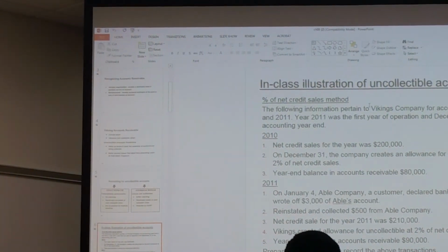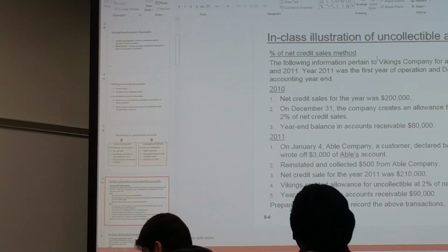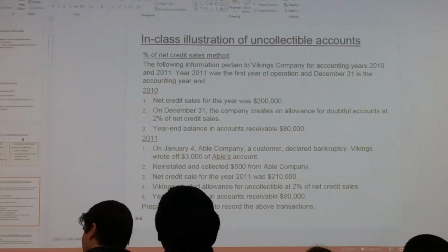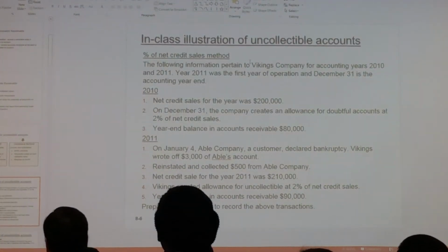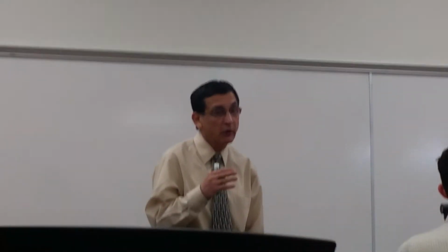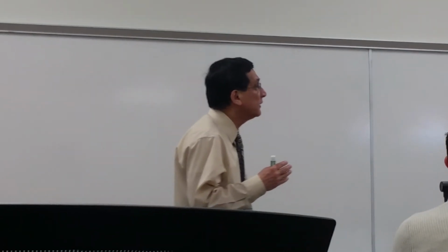Yeah, so I'll let you go over these slides on your own. Here's an example. So, looking at percentage of net credit sales. Some of the transactions you've seen before, and you can certainly help me as we do this process. The following information is for Vikings Company for 2010 and 2011. I've given you 2 years, so you can see what happens the next year.